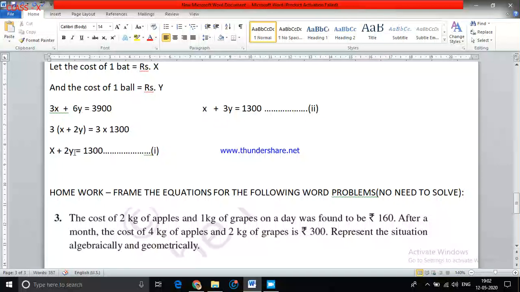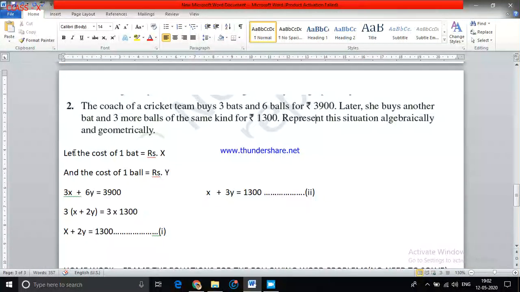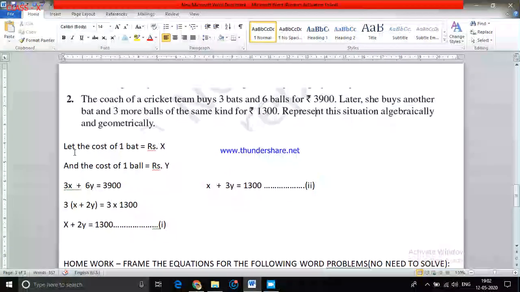x plus 2y is giving me 1300. x plus 3y is also giving me 1300. This situation cannot happen. But here they did not ask to solve it, they asked just to frame the equation and get the algebraic equation. So we got the algebraic equation.